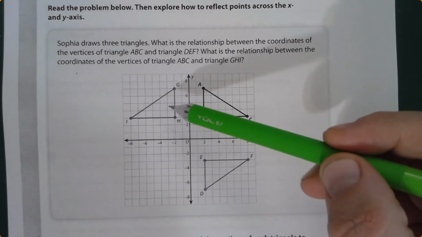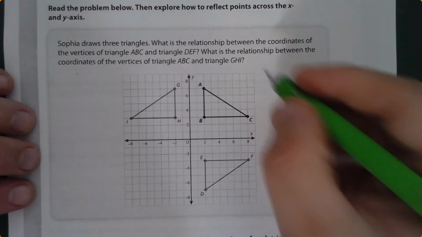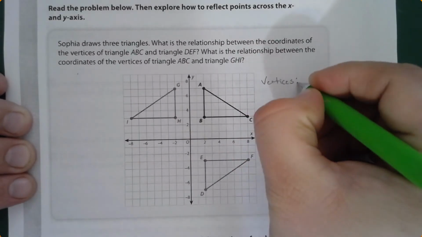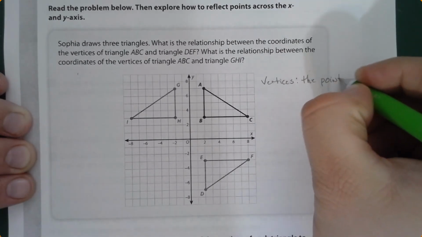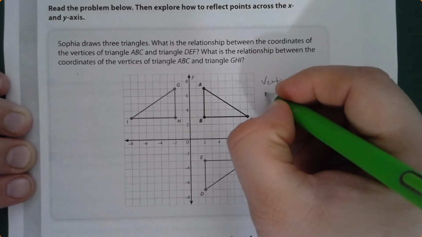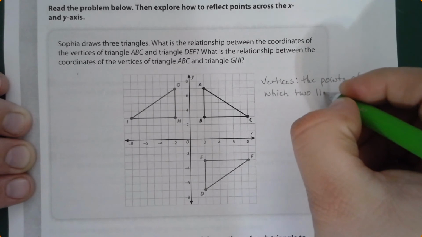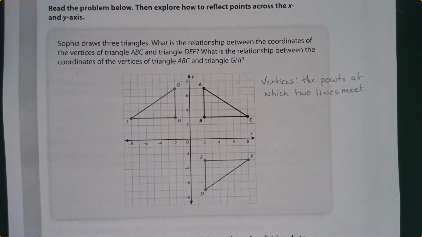All right, now vertices. Okay, that is a new vocabulary word. But vertices, okay, they are the points at which 2 lines meet. In other words, the corners. In layman's terms, it's going to be the corners. All right. So the vertices are where 2 lines meet to form a corner.